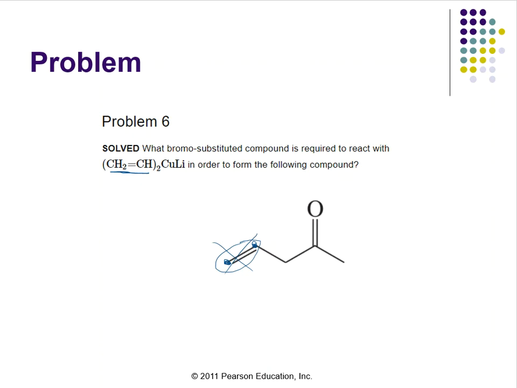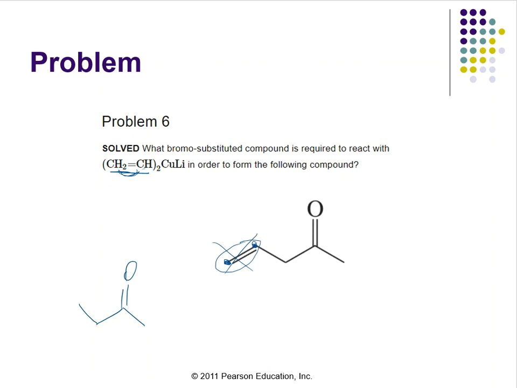So what I'm going to do is redraw, as you can kind of expect, my starting reagent. Here was my double bond. And now I'm going to take my eraser, and I'm going to get rid of it. That's not an eraser. There we go. So that carbon was erased. This carbon was erased. Those two carbons come from my Gilman.